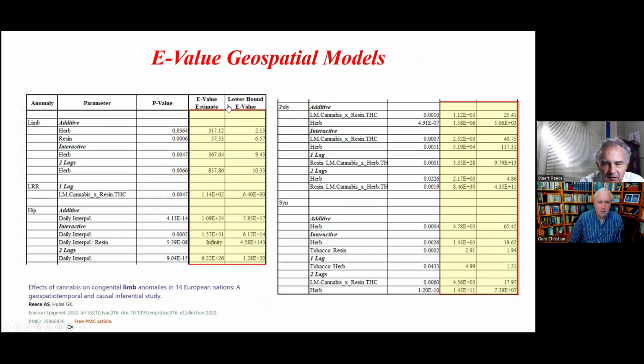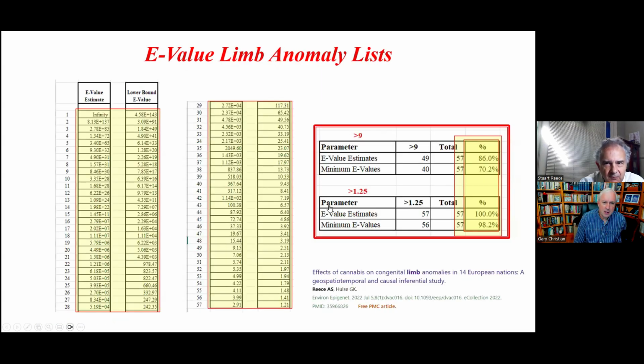And these are the e-values from all the geospatial models. And you can see that some of these e-values are very high. And this is the lower bound, 95% bound, lower bound is also more than 1.25. So that's the causality criteria again. And if they're very high, very strong causal inference.